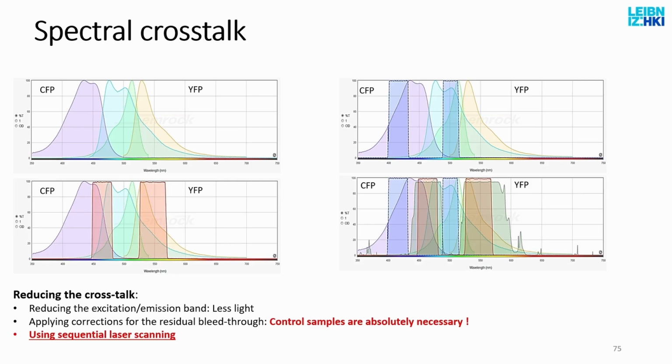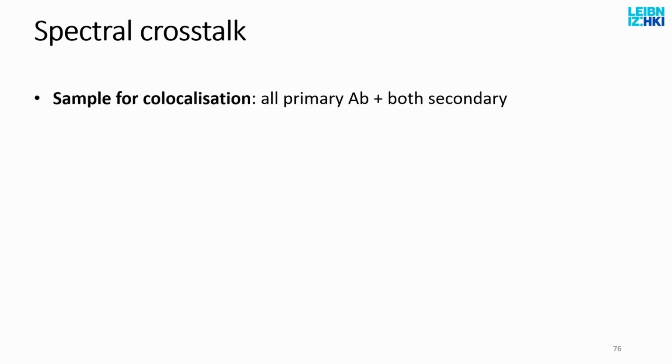Most often, unfortunately, it cannot work going this way. Parallel scanning, which would be the first choice, is very rare because the overlap between spectra is just inhibitory. So practically, this is what you will, in most cases, do.